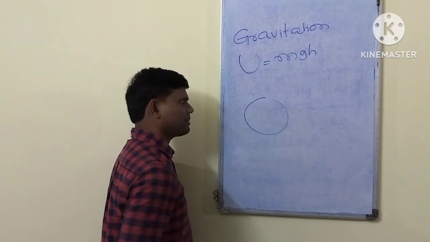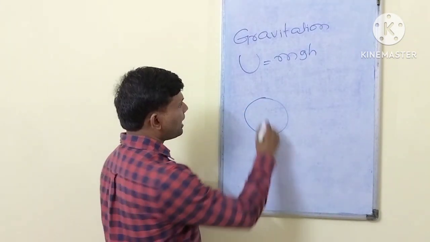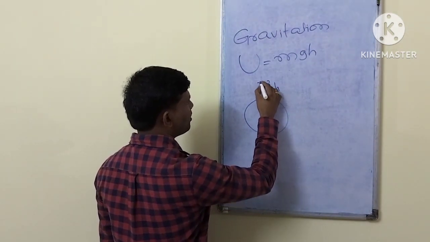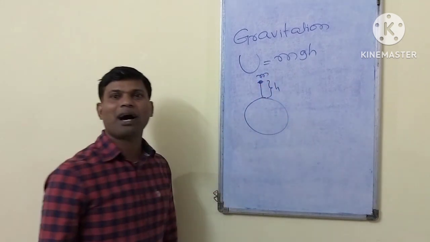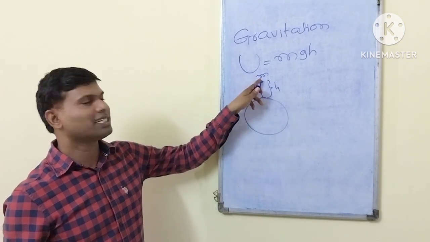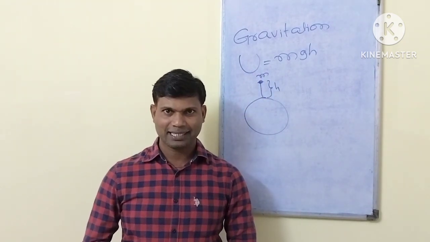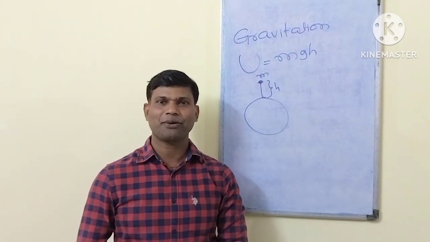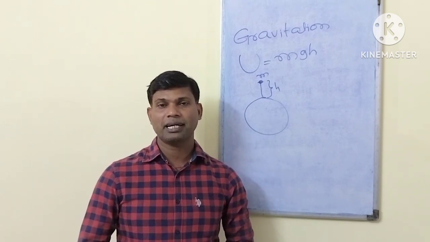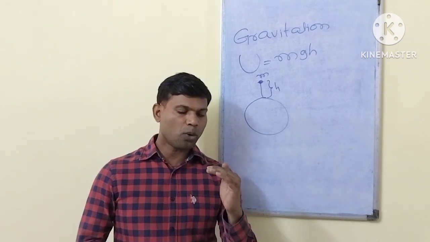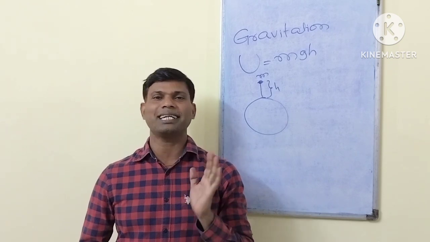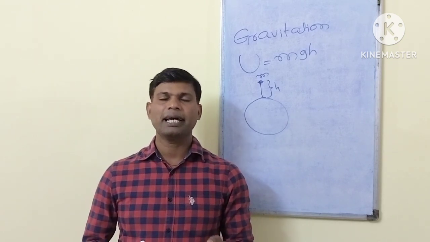This is the earth surface. From the earth surface at some height h, one object is there of mass m, small m. The potential energy of this object at a height h from the surface of the earth is mgh. Okay. But g, acceleration due to gravity, is not constant. If you are going away from the earth surface, the acceleration due to gravity keeps on changing. How does it change? It will decrease.